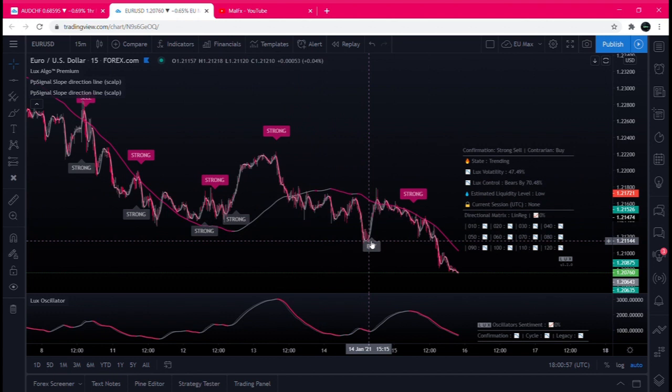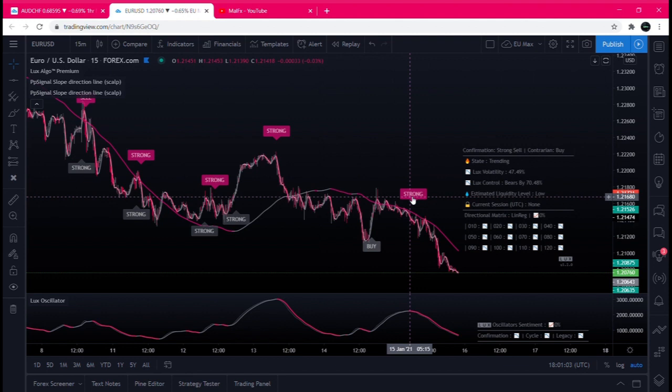Once I get that buy signal, I'm not getting out until I get this sell signal regardless, because usually when the sell signal happens, especially on the 15-minute chart, it's probably going to go down.